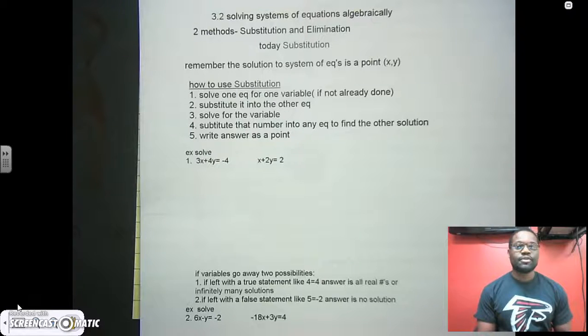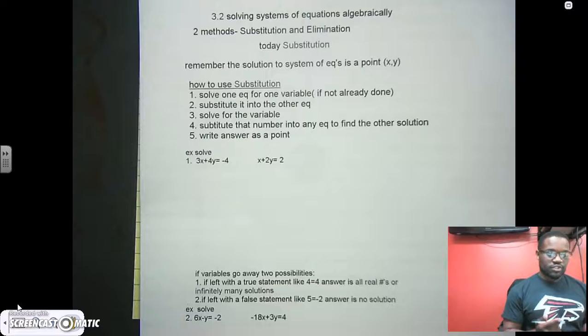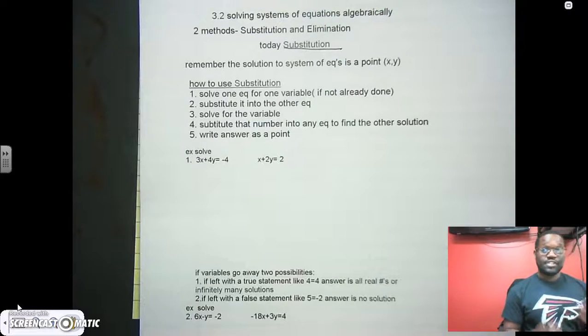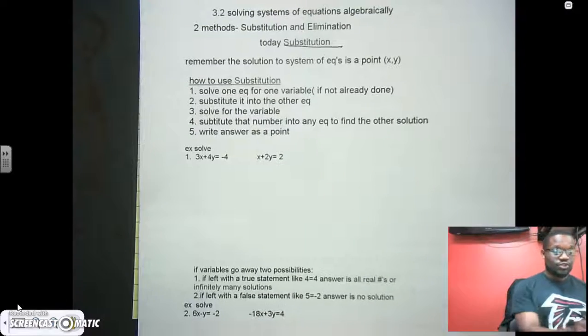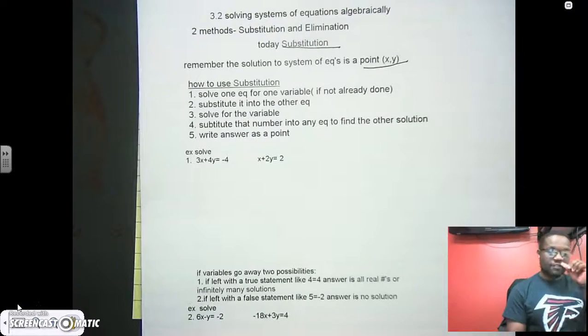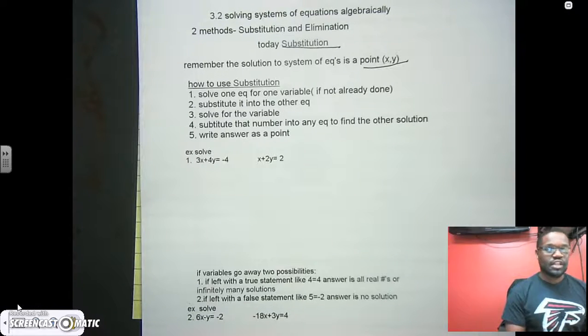Anyway, today we're going to talk about solving systems of equations algebraically using substitution. There's two methods to do systems of equations algebraically. We're going to focus on substitution today. Now remember, what we're looking for is a point where two lines intersect. So you should always have a point as an answer, or you should have something that tells why a point is not your answer. But we'll get to that later.